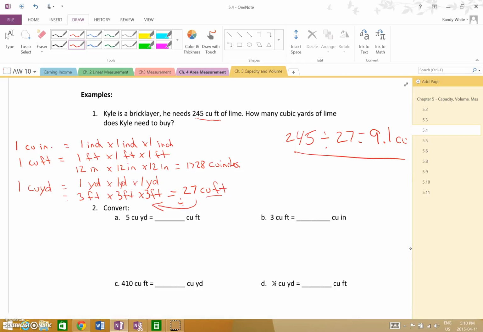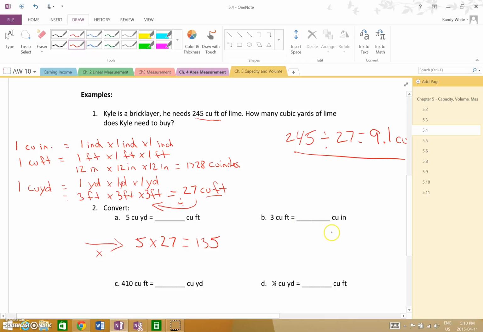Okay, so here we go again. 5 cubic yards in cubic feet. This time, I'm going left to right, so I'm going to multiply. So I'm going to take my 5 times 27, which is 135.